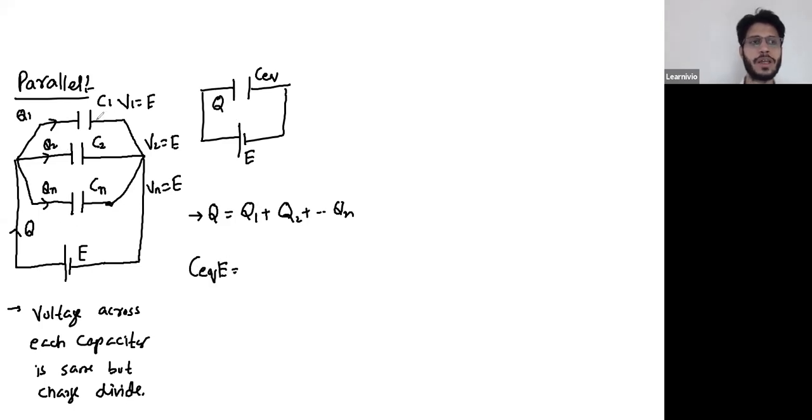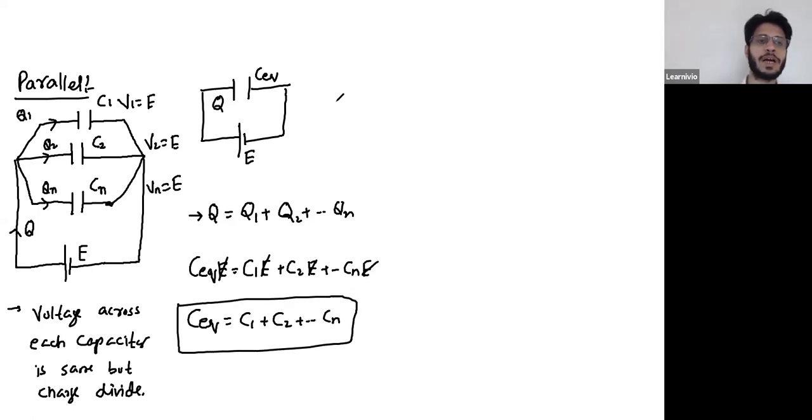This Q1 could be written as: in the first capacitor, the capacity is C1 and the voltage is E. So you can write this as C1E plus C2E, up to CnE. This E gets cancelled out from both sides. So you would get that C equivalent is C1 plus C2 up to Cn. This is the equivalent capacitance. C1 plus C2 up to Cn, that's the equivalent capacitance.